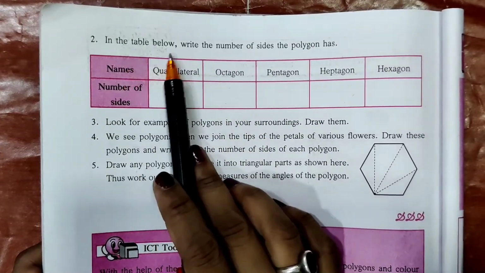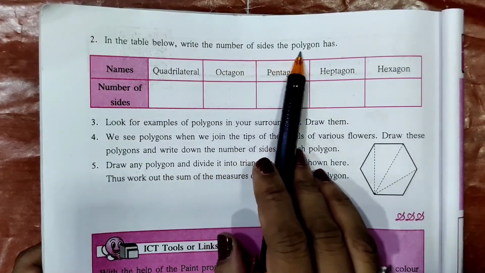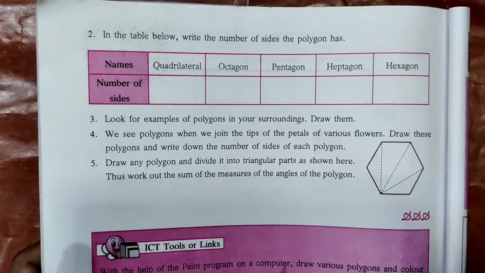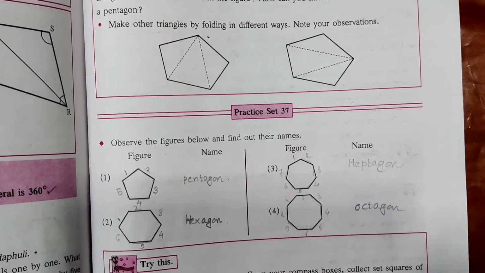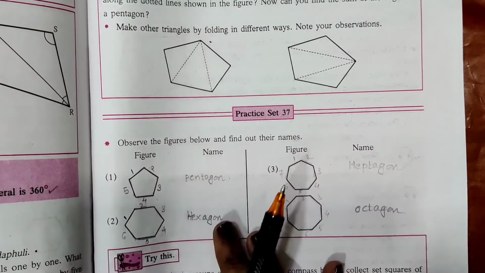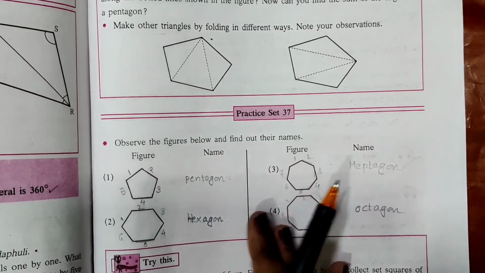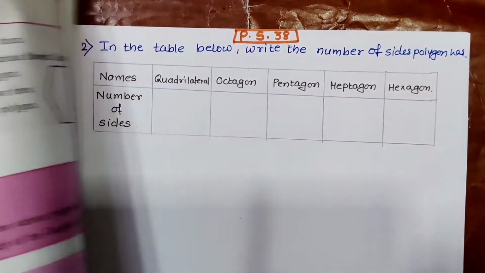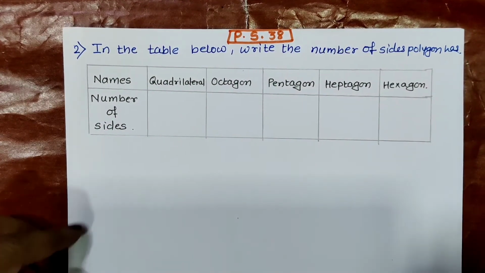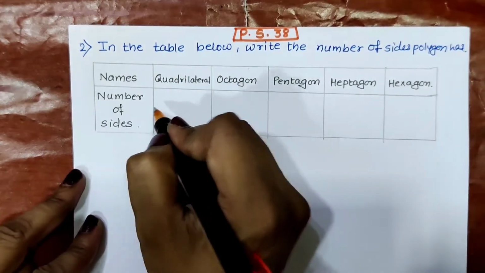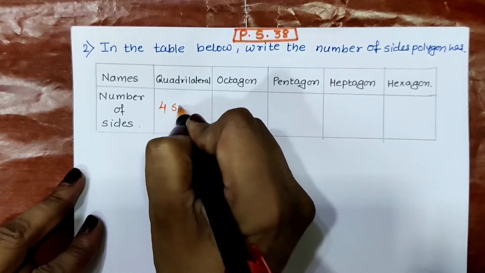Now question number 2: in the table below, write the number of sides the polygon has. This type of question we have solved in our practice set 37. We measured the sides and wrote the type of polygon. Now the type of polygon is given and we have to write its sides, in the opposite way. So let us write, very easy: quadrilateral. Quadri means 4, lateral means side. Always keep this in mind. So quadrilateral means 4 sides.